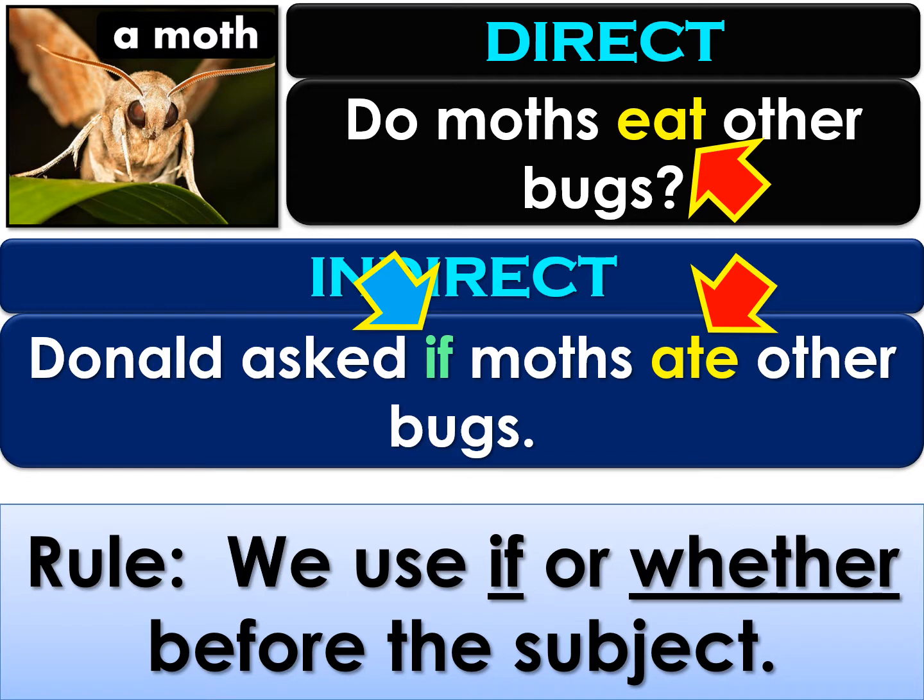So here's a direct yes or no question. Do moths eat other bugs? So the answer would be yes or no. Now in the indirect or reported question, Donald asked if. Now in this spot you could use whether. So Donald asked if, or Donald asked whether, moths, and we move the tense back, so eat will turn into ate other bugs. And the subject is moths, so the verb is coming after the subject. Donald asked if moths ate other bugs.